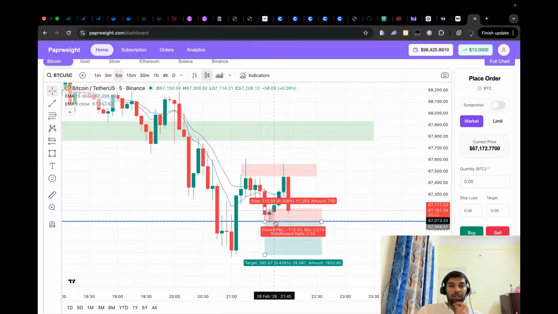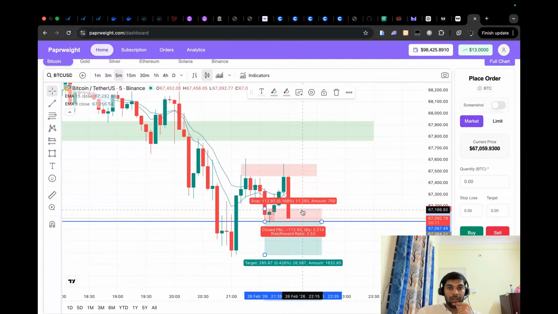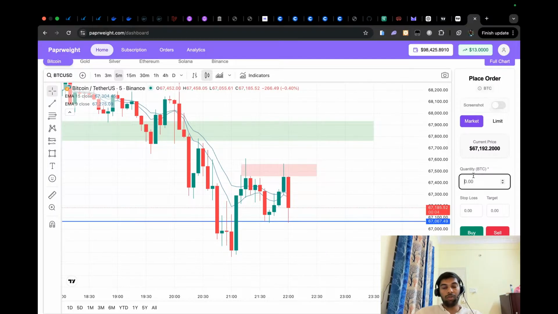We punched the order as soon as we started the streaming. We punched the order in the downward direction and it took our stop loss. Now it is giving us a double bottom, or double top, and now it is giving us a rejection as well. So it's a good entry setup for us. We'll have to see how it will perform.